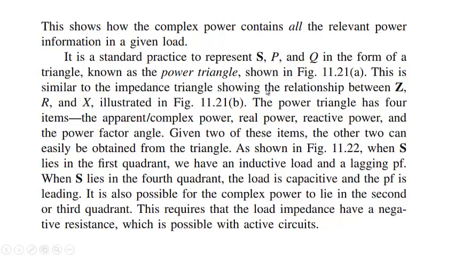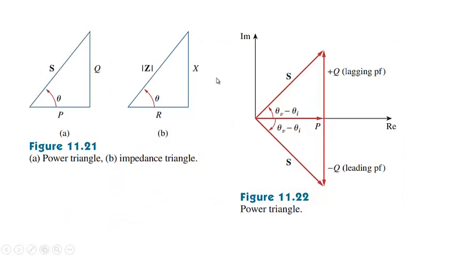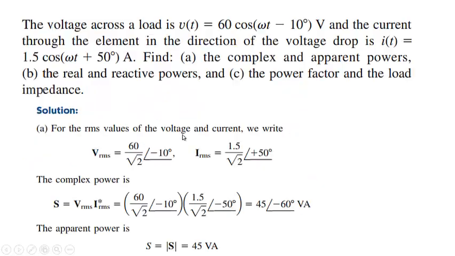This is similar to the impedance triangle, the relationship of Z, R, and X. We have already done the impedance triangle. The angle will be the same. Here hypotenuse will be Z, the perpendicular will be X, and the base will be R. Here the perpendicular will be Q, the hypotenuse will be S, and the base will be P. But this angle will be the same in both cases, because we know that the power factor angle, impedance angle, and this complex power angle will be the same.